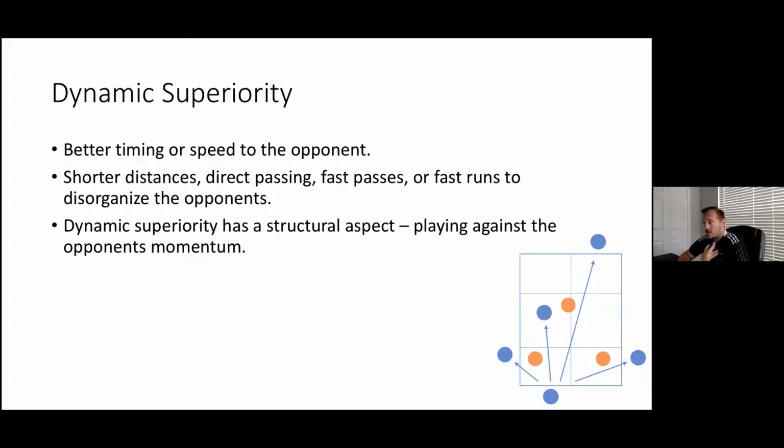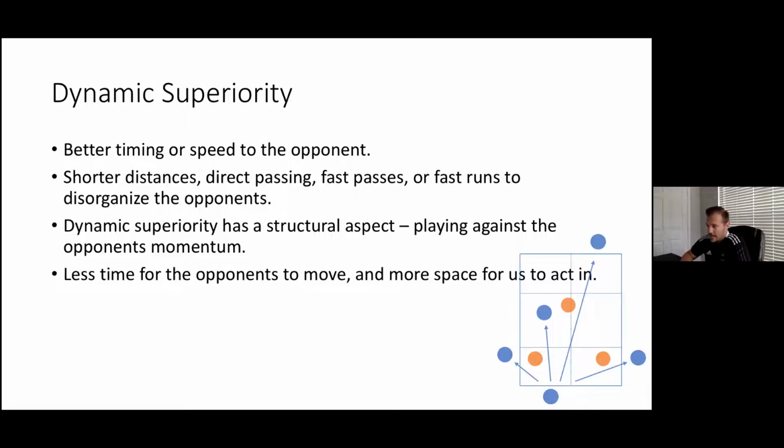Dynamic superiority also has an aspect of play against the opponent's momentum. So are you moving the ball fast enough in your back line? Are you rotating? Are you switching the ball fast enough? Is there speed in what you're doing to get the ball from one side of the field to the other side to then have an advantage over the opponent, right? So you get an advantage over the opponent simply by how fast you play, right? If you lack speed of play, then a lot of the other superiorities won't even be useful. And again, if you play fast, the opponent has less time to move and there's more space for us to play in.